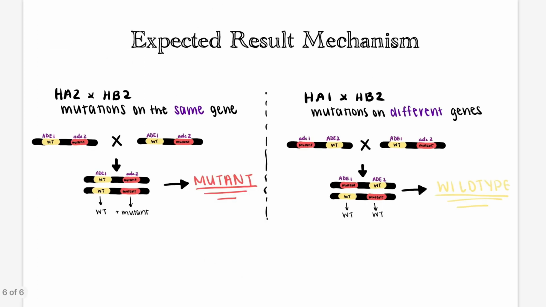Here we take a deeper look at the complementation test results at the molecular level. On the left, we see the cross between HA2 and HB2, in which both crossed haploid mutants have a mutant B2. This results in diploid progeny with the mutant phenotype. Conversely, on the right, we see the cross between HA1 and HB2, in which one of the haploid mutants has the B1 gene mutated and the other has the B2 gene mutated. When crossed, these genes complement each other and allow for a wild-type phenotype.